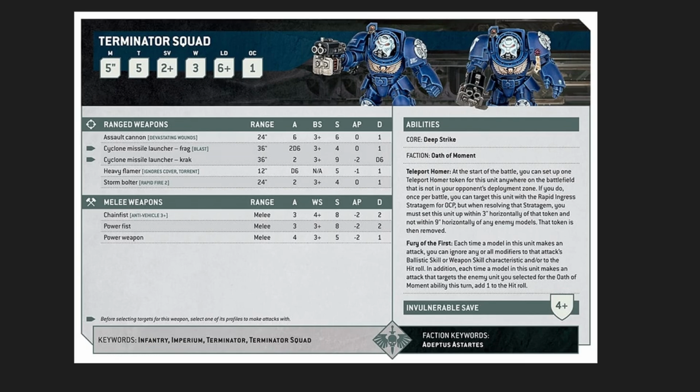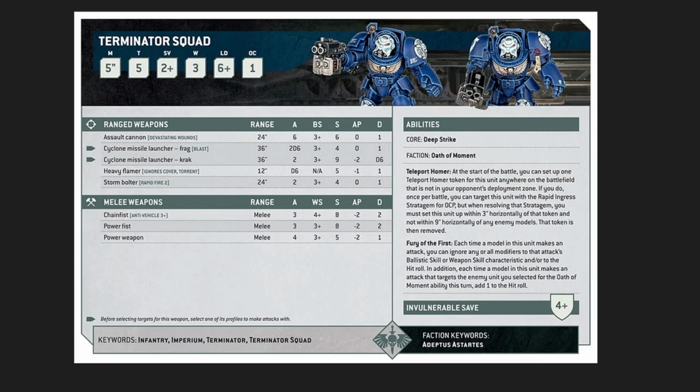The last stat on their core line is called OC, and this will determine its objective control. Objective control is used when determining who is controlling an objective marker on the board. This is important for scoring primary missions, and we can cover how to score primary missions at a later date when we talk about the command phase.